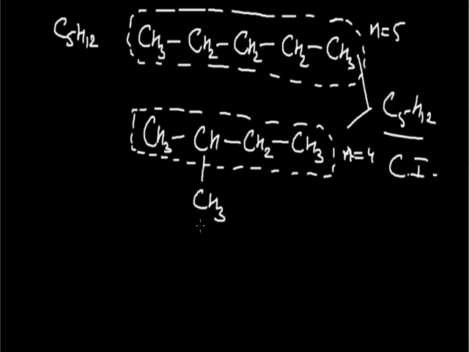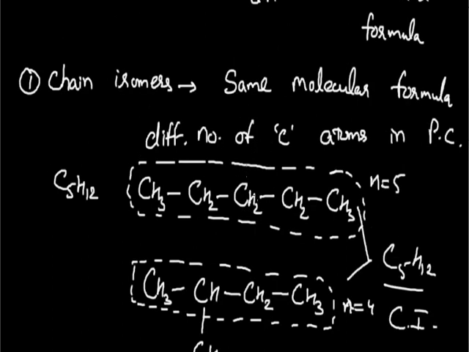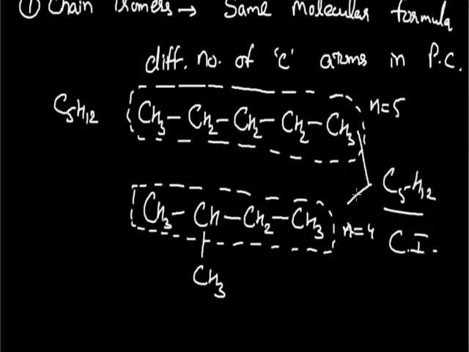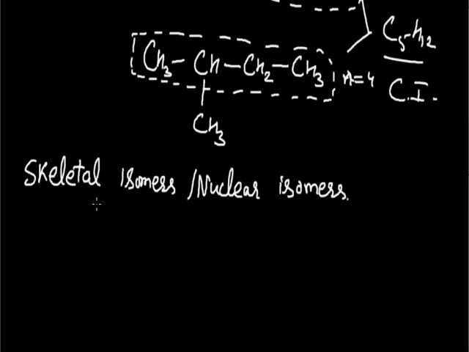Since these chain isomers have a different number of carbon atoms in the parent chain, or we may also say that they have a different skeleton structure of carbon atoms, these chain isomers are also known as skeleton isomers. Another name we use for these chain isomers is nuclear isomers. The same example we saw at the very start was C4H10.